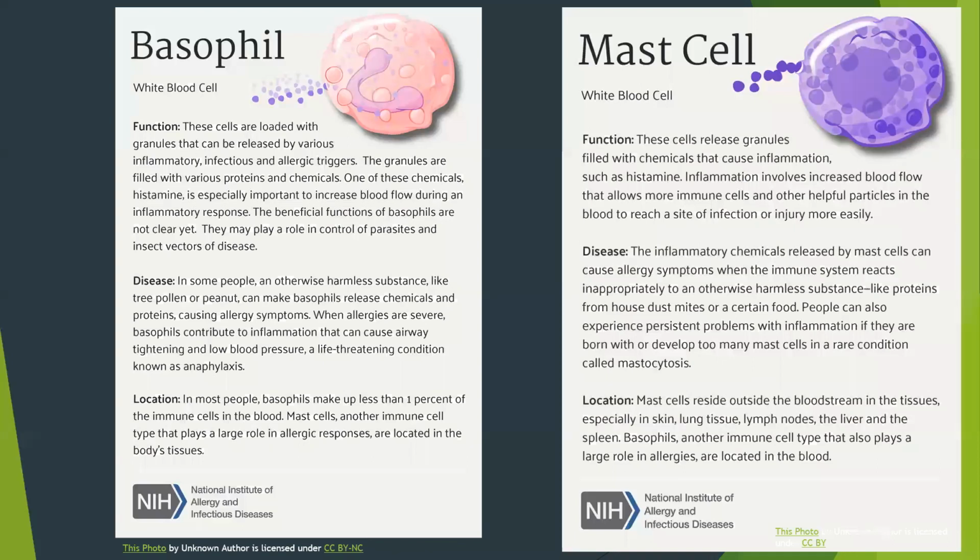You can see there. So what are basophils and mast cells? You can read here that basophils are rare cells, less than 1%. They help our body to fight inflammation and infection, and at the same time they could be allergic triggers. They have different granules, and one of the main components is histamine, and that histamine is what will create the response.